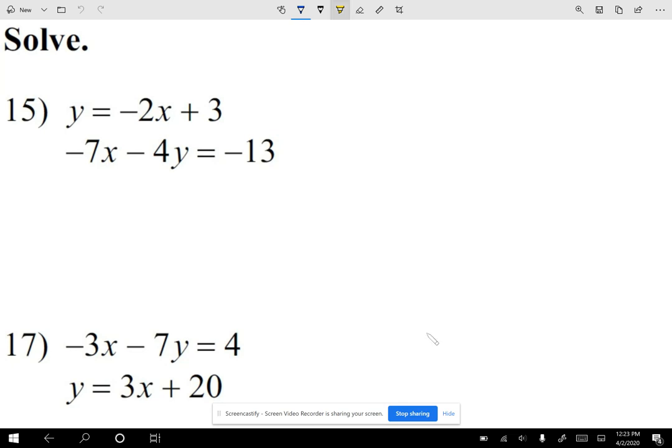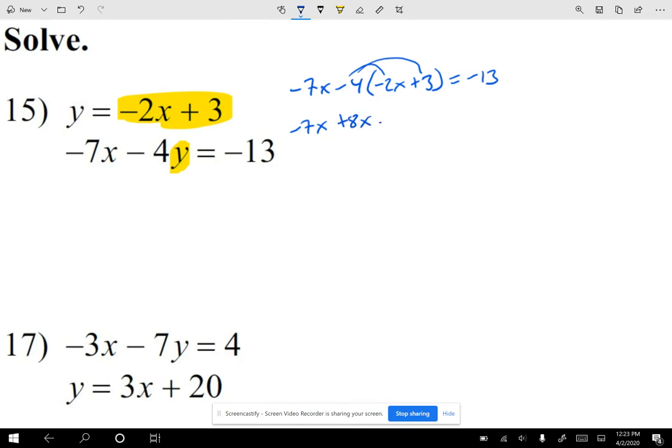So I have a y by itself. So everything that y is equal to, I'm gonna replace it for y on the other equation. So I'm gonna write this as negative 7x minus 4 inside parentheses negative 2x plus 3 equals negative 13. I replace the value of y for y. Now let's get rid of parentheses. Distribute the negative 4. So it's going to give me negative 7x plus 8x minus 12 equals negative 13.